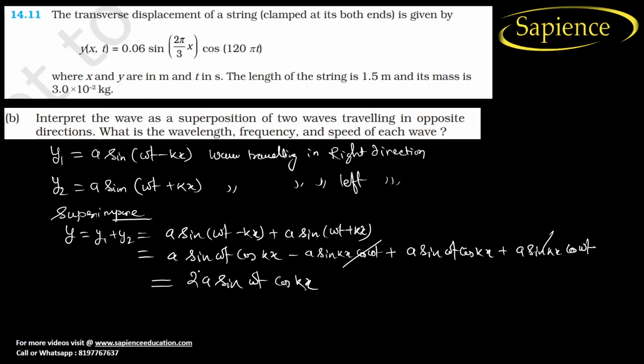See here, one thing you have noticed: these are similar to the equation y equals 2a sine 2 pi by lambda into x into cos 2 pi frequency into t. Okay, so finally from the above equation we can interpret that any stationary wave is the superposition of two waves, one going in the right direction and another going in the left direction.